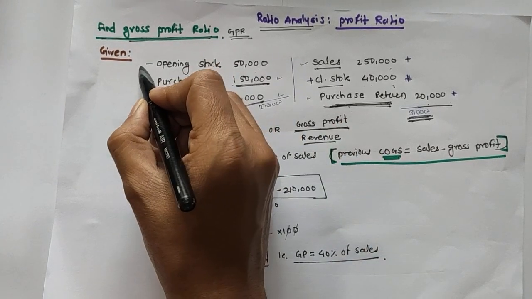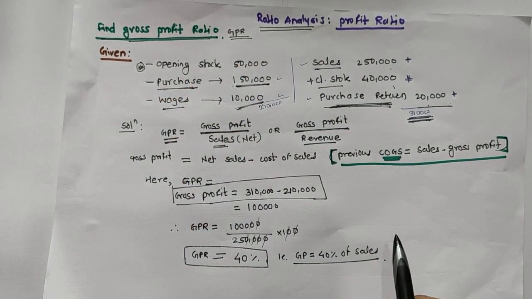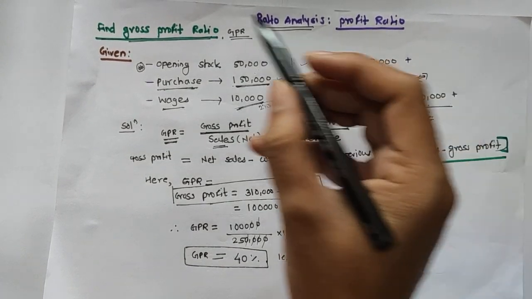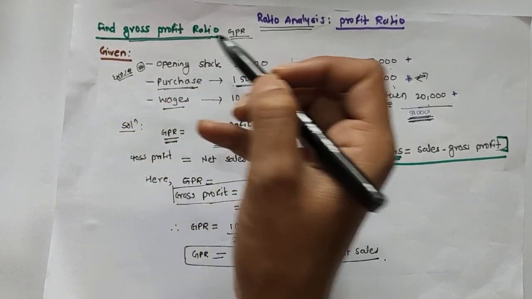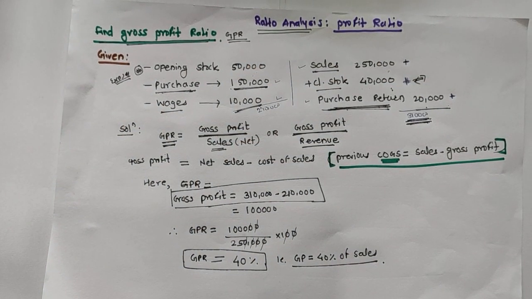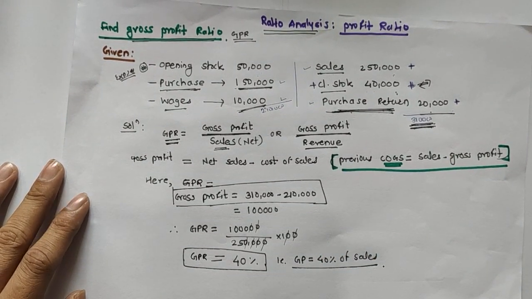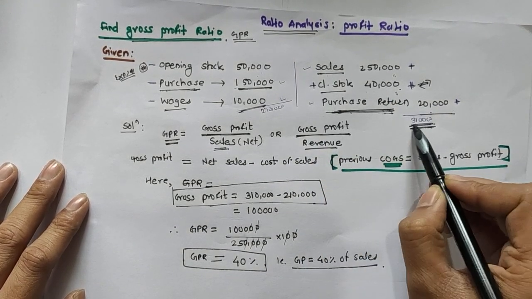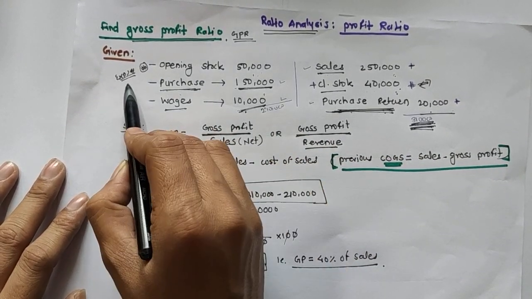Always remember, opening stock is always at the left side, on the expenses side, while closing stock is always on the income side. So easily you can come to know what portion you need to add and what portion you need to subtract. Adding sales, closing stock, purchase return, you get 3,10,000. Adding opening stock, purchase and wages is your expenses, and the other is your income.